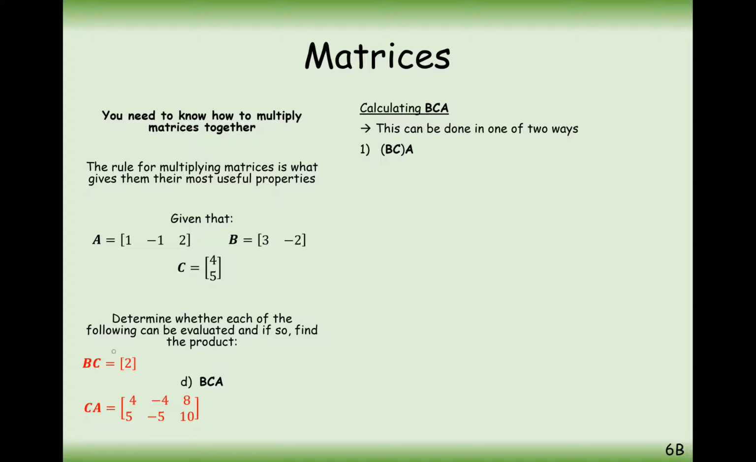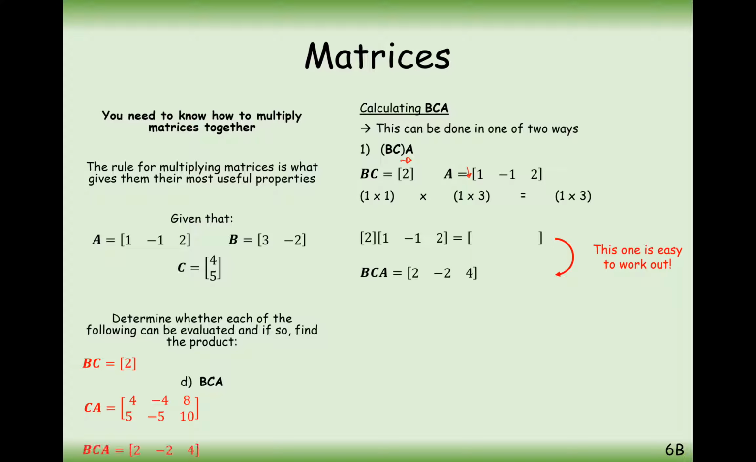B times C, well we've already got that answer, that was 2, and then we'll multiply that by A, which is just 1, minus 1, 2. Now looking here, we're going to go across on this matrix, down on this matrix, and both of those have 1 dimension in that direction, so that's fine. So our answer is going to be 2 times 1, minus 1, 2, and you can think of this as just multiplying the matrix by 2, so you get 2, minus 2, 4.